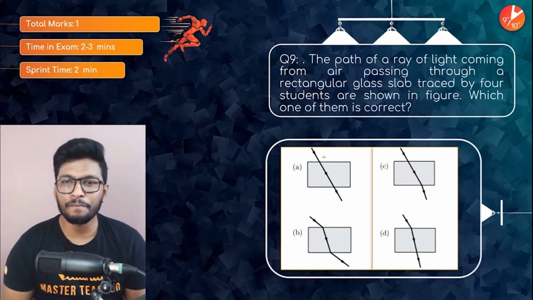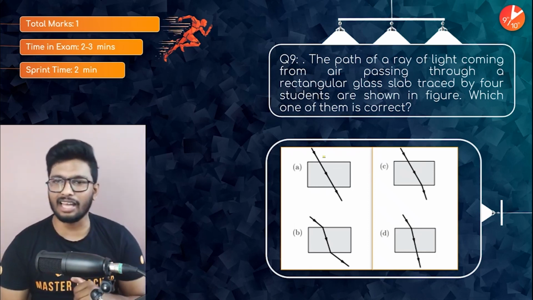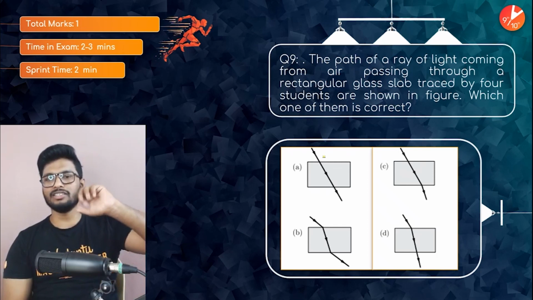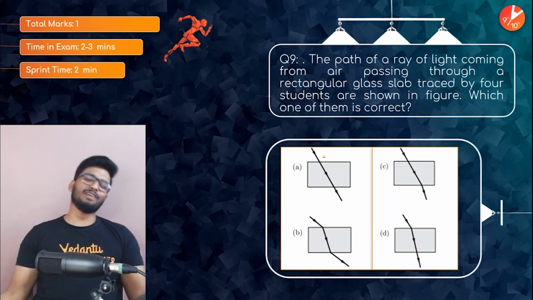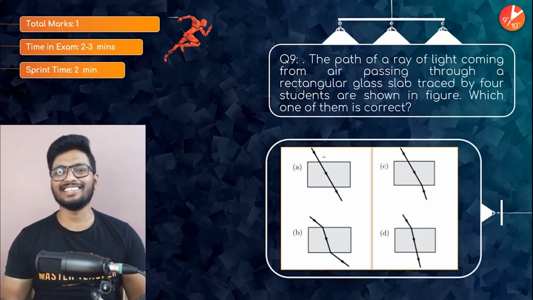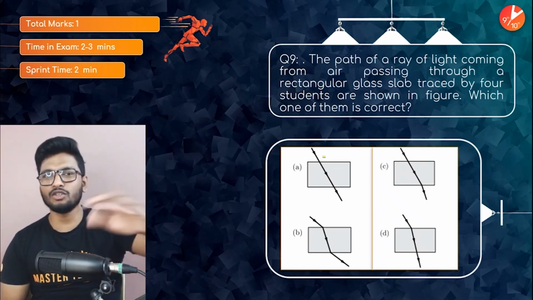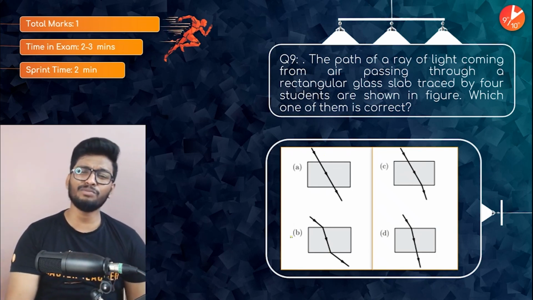The question is this. The path of a ray of light coming from air passing through a rectangular glass slab traced by 4 students is shown in the figure. Which one of them is correct? Oh my, come on guys. How much easier can this get? It's a 1-mark question. Super duper easy. The answer is definitely going to be option number B.